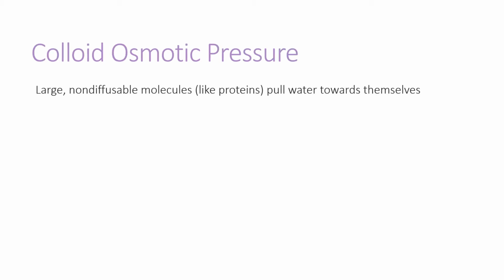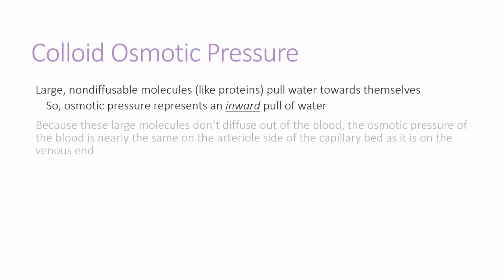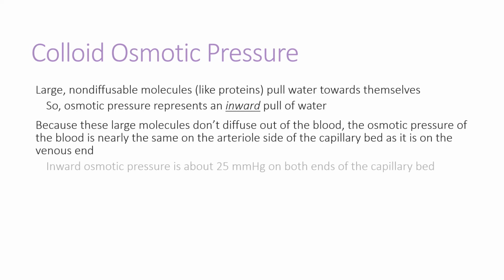Large non-diffusible molecules, like proteins such as albumin, pull water towards themselves. So this osmotic pressure represents an inward pull of water that opposes the outward pressure of hydrostatic pressure. Because these large molecules don't diffuse out of the blood, osmotic pressure of the blood is nearly the same on the arterial side of the capillary bed as it is on the venous side. This inward osmotic pressure measures about 25 millimeters of mercury on both ends of the capillary bed.